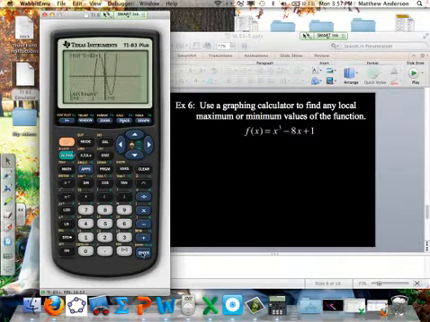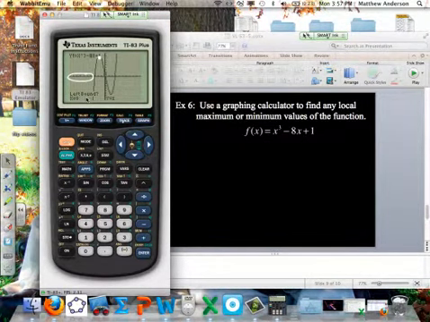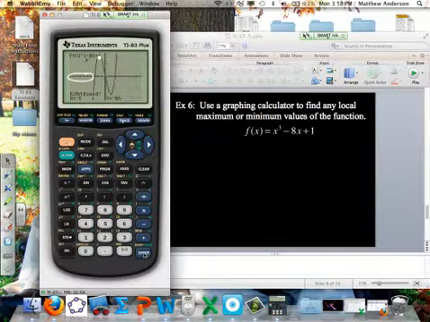So I hit enter. Now notice what it asks for. It asks for a left boundary, and then it's going to ask for a right boundary. So looking at this, here's my maximum right here. I just have to pick some x value that's over to the left of it for a left boundary to tell that graphing calculator where to look. So I'm going to choose, let's just choose -5. So I'm just going to go to -5, and I'm going to select that as my left boundary.